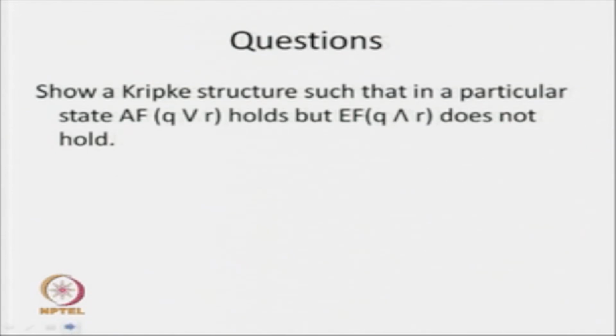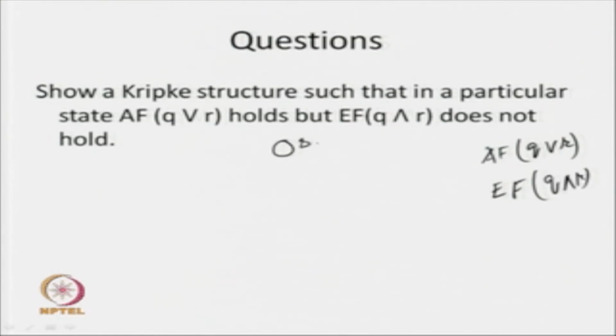Now the next question: show a Kripke structure such that in a particular state, in all paths in future q or r is true, but there exists a path in future where q and r is not true. So, in all paths in future q or r is true, but there exists a path in future where q and r is not true.